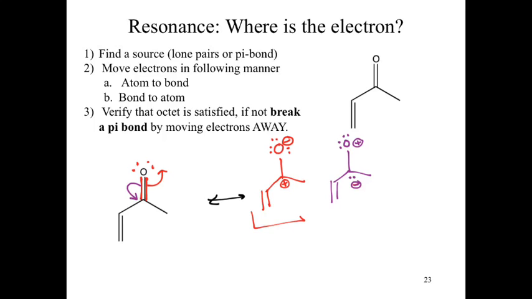We're looking at a negative oxygen versus a negative carbon. Oxygen, being more electronegative than carbon, is going to prefer to hold those electrons. So while both of these are possible resonance structures and can contribute, the purple one has such a low contribution factor that it really just does not make sense to look at it.